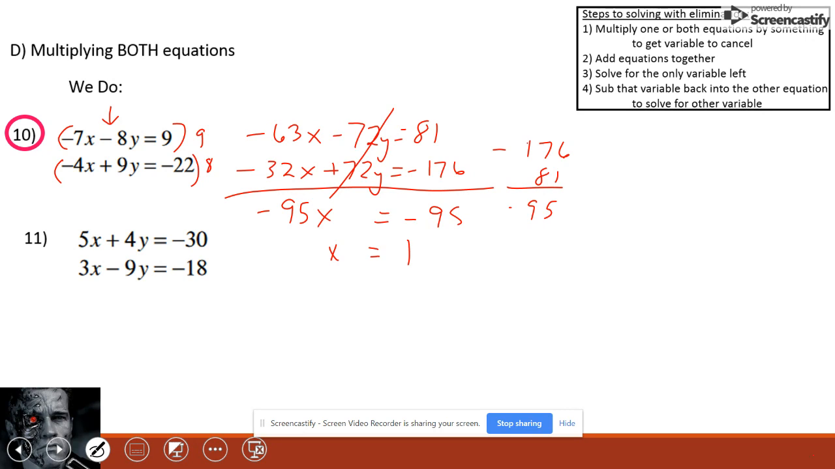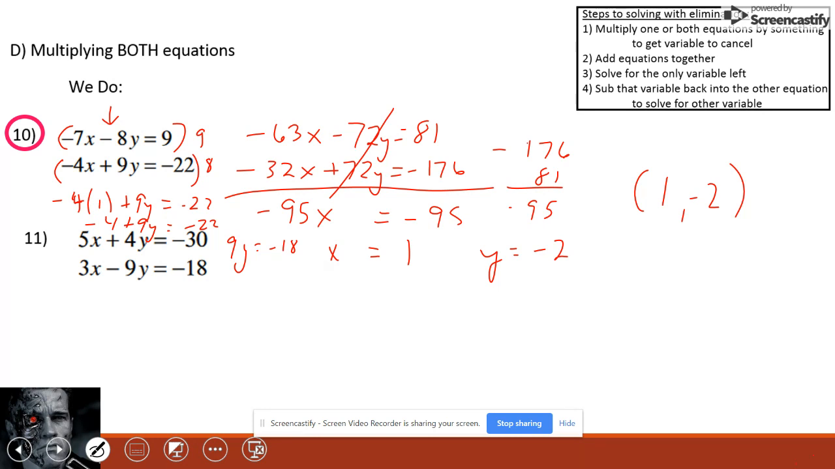I need to plug in x equals 1 into either equation and solve. So negative 4 plus 9y equals negative 22. Add 4 and I get 9y equals negative 18. y equals negative 2. That second step, I went kind of fast, but you might need to slow it down.